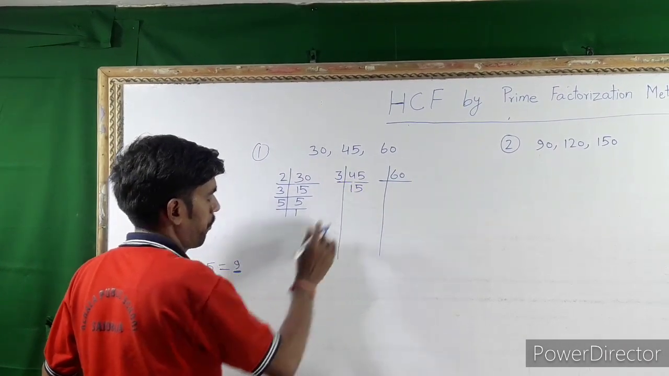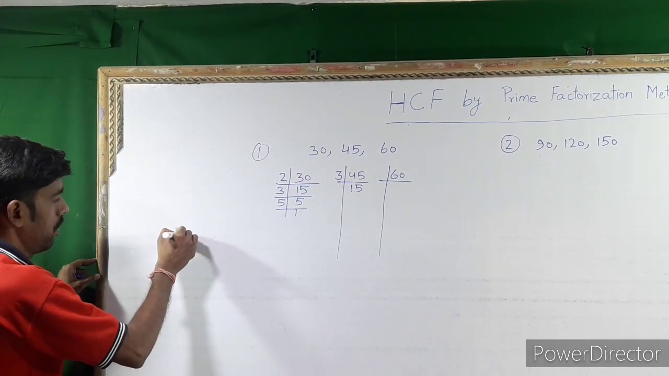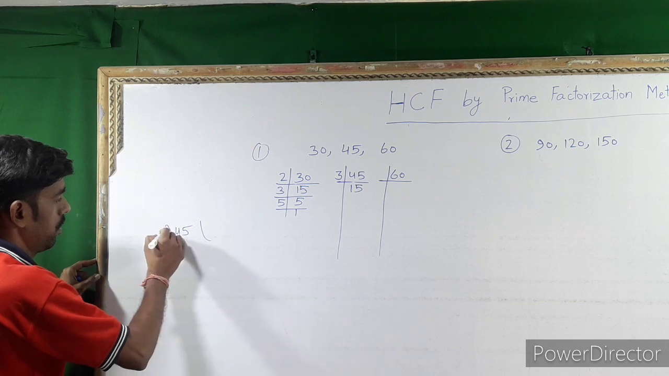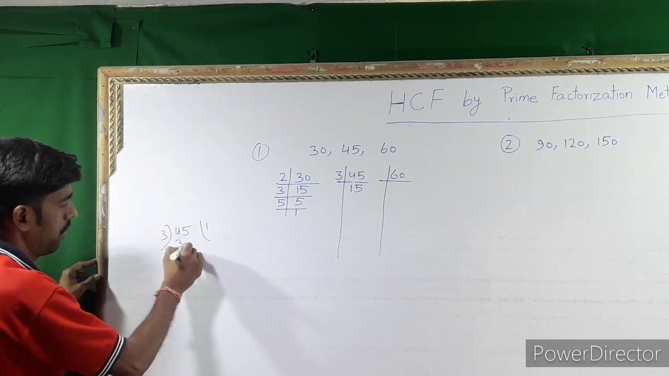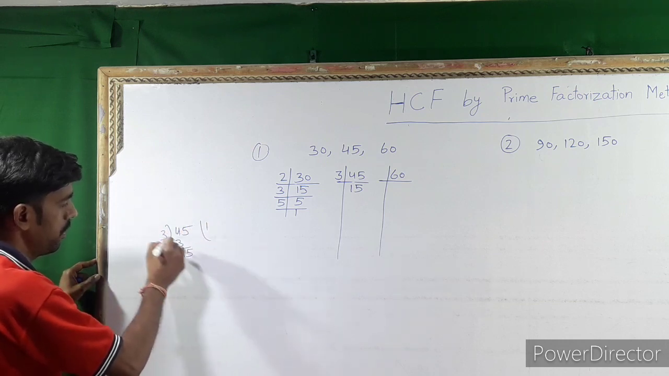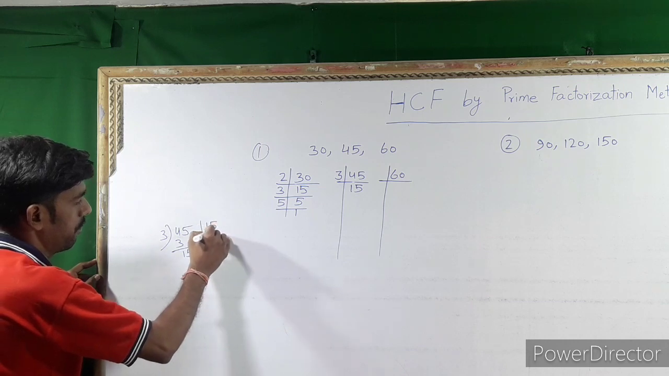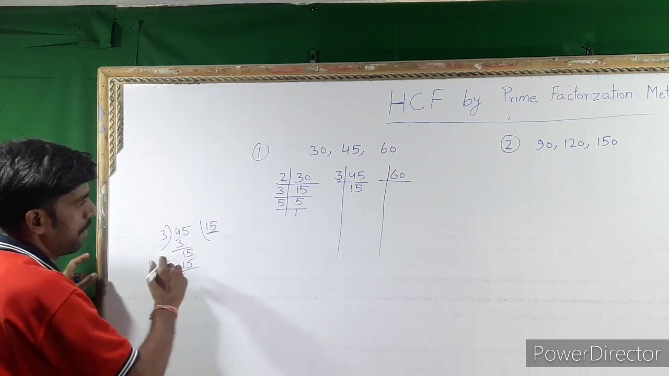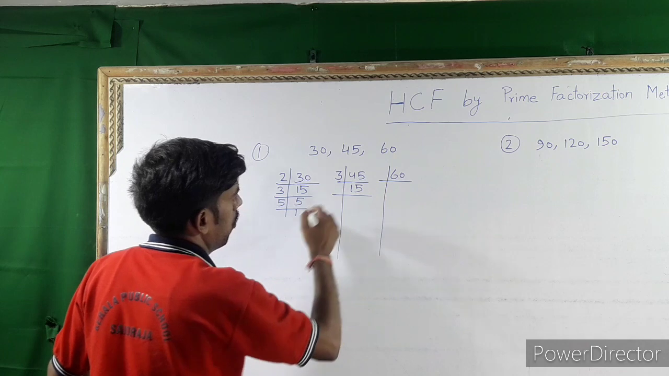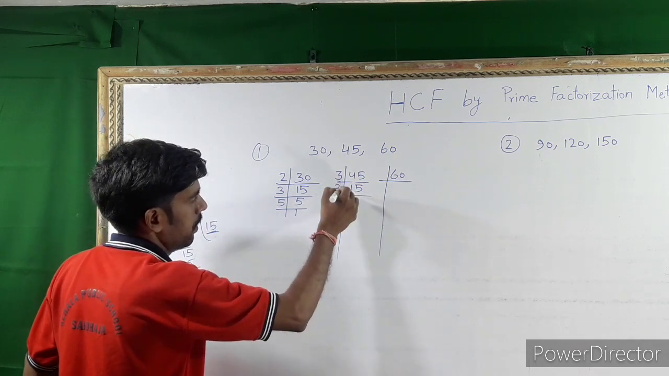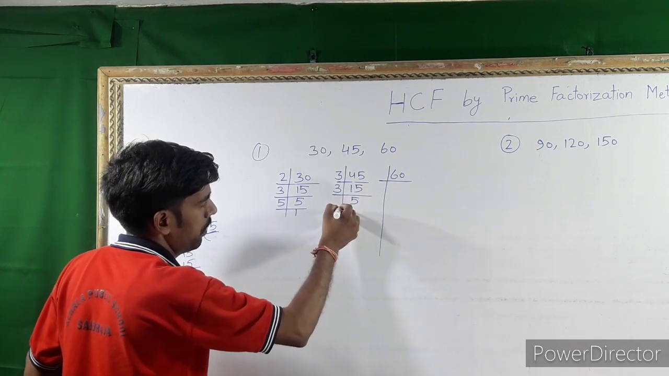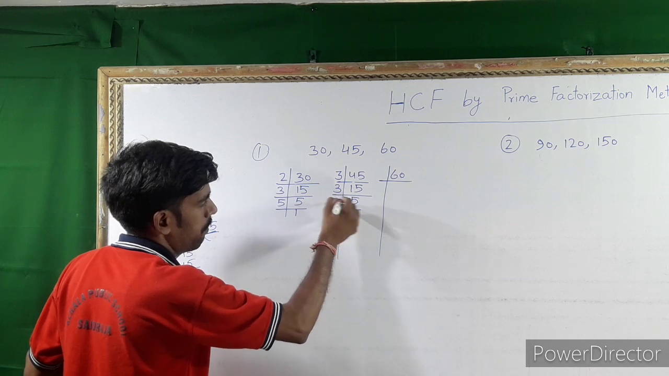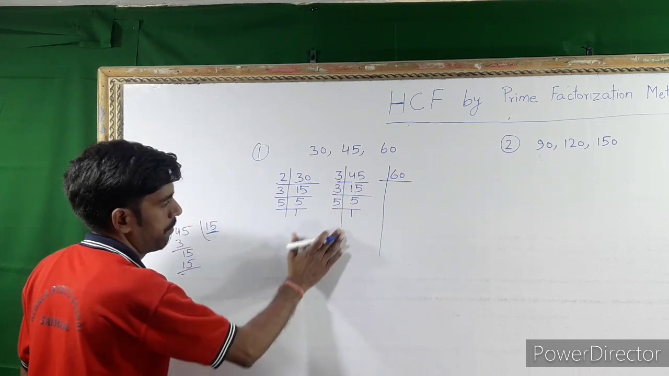15 times. 3 ones are 3, 3 fives are 15. So 15 is the quotient. Now 15 is also divisible by 3. 3 fives are 15 and 5 is divisible by 5 one time.